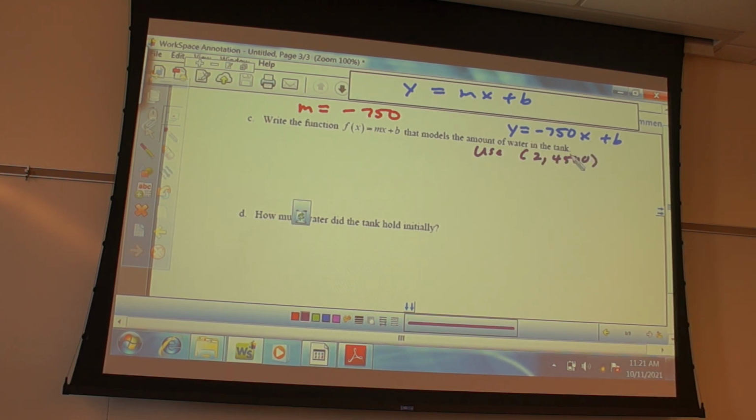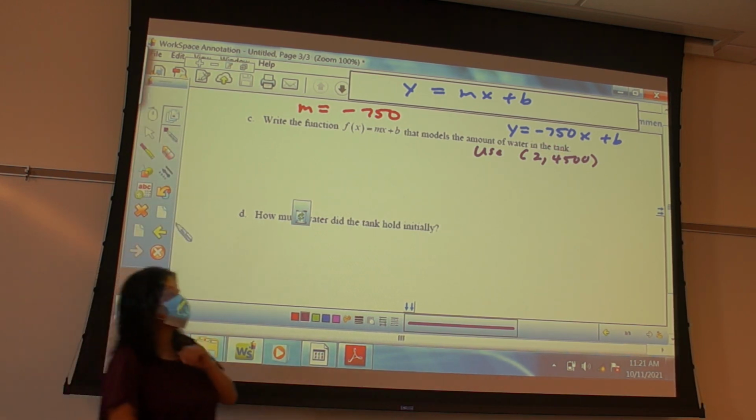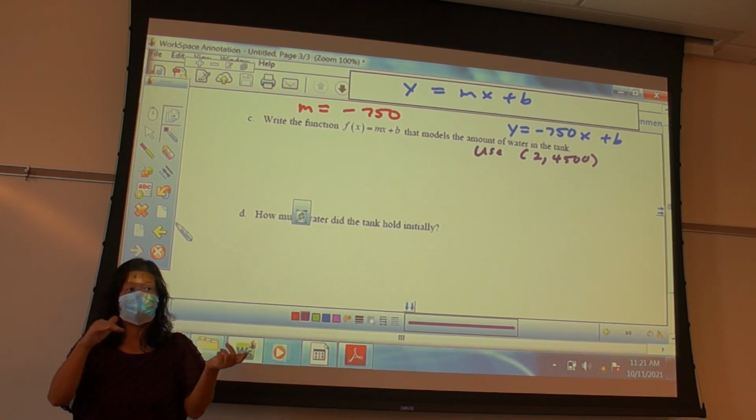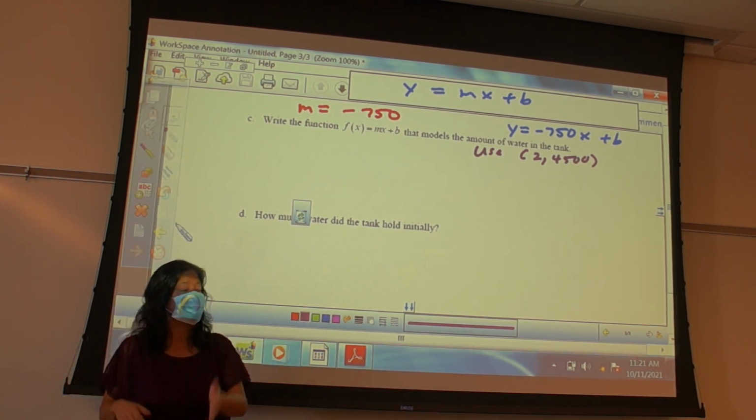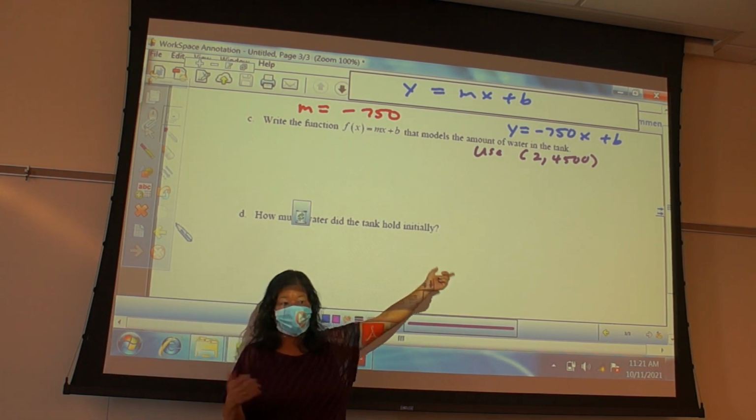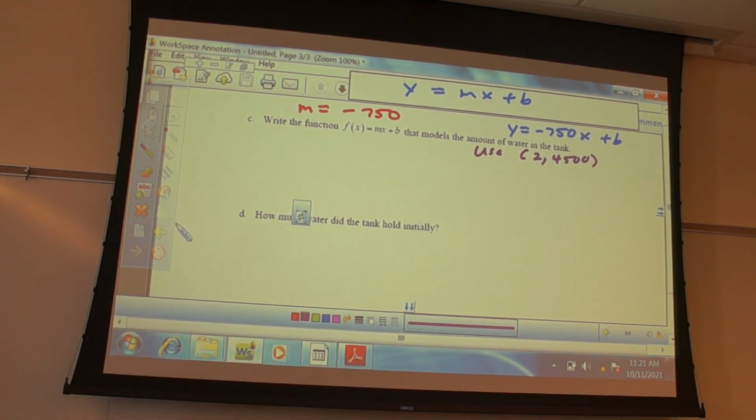Quick question: 2 comma 4,500, which one's my x? 2, it's the first one, because x is always our first variable. Then we add a second variable, y, that goes up this way. So my y is 4,500. I'm going to put in 2 for x, 4,500 in for y, so I'll end up with 4,500 equals negative 750, again with parentheses around the 2 so you know it's not just a 2 being added on the end, plus b.